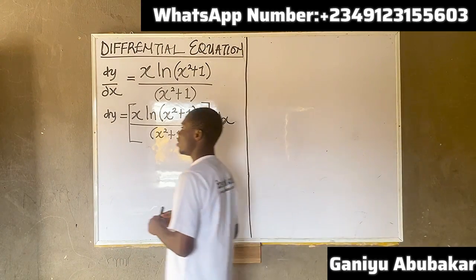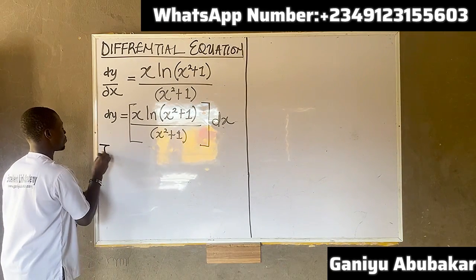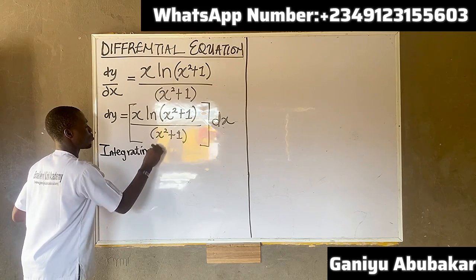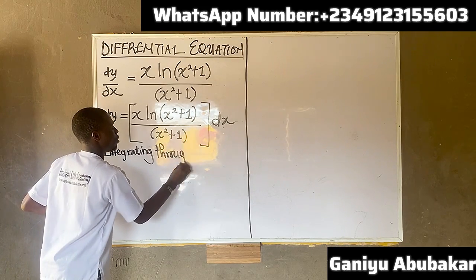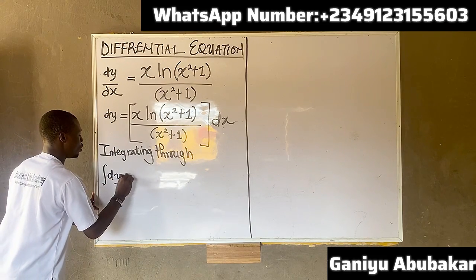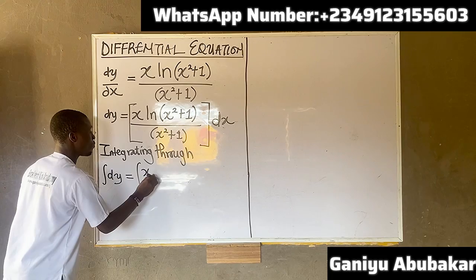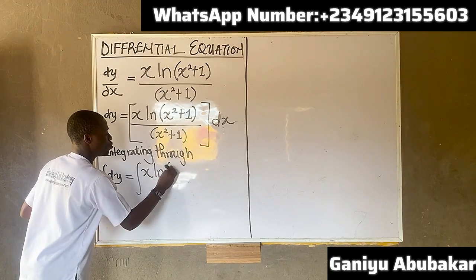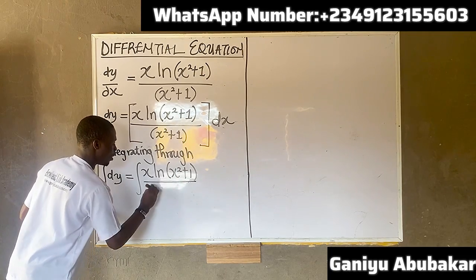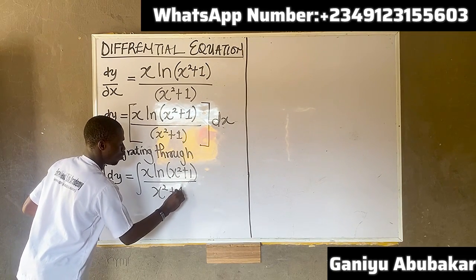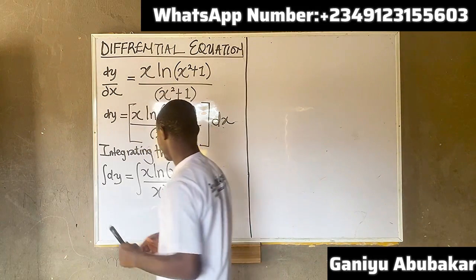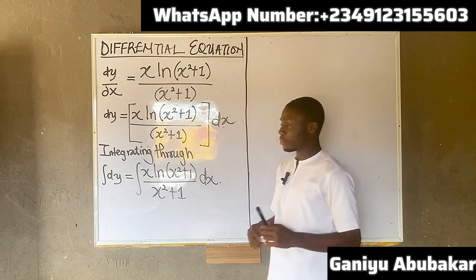Integrating through, that gives you the integral of dy is equal to the integral of x ln(x squared plus 1) all over x squared plus 1, with the dx here. All right, I have this here. So integrating through, I have this expression.